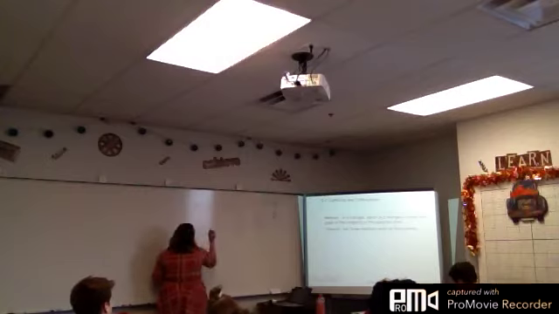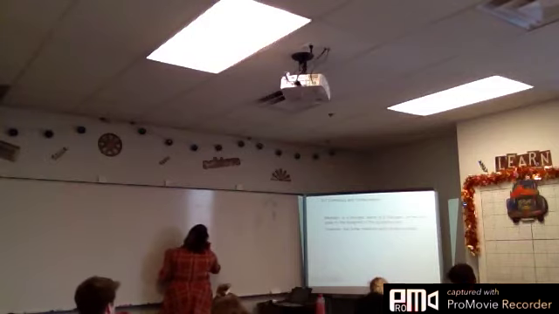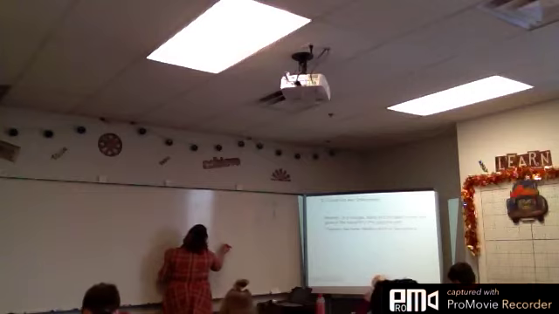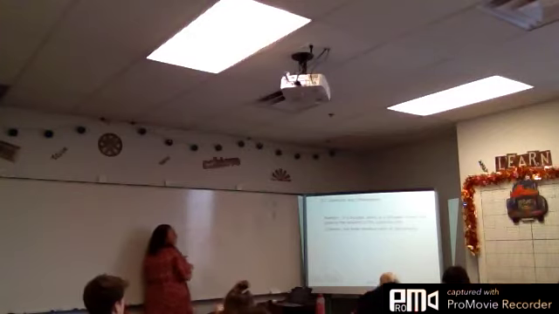Got it? This is if a median is created and a median comes out of the vertex and cuts the other side in half. Out of the vertex, cuts the other side in half. That is called a centroid.